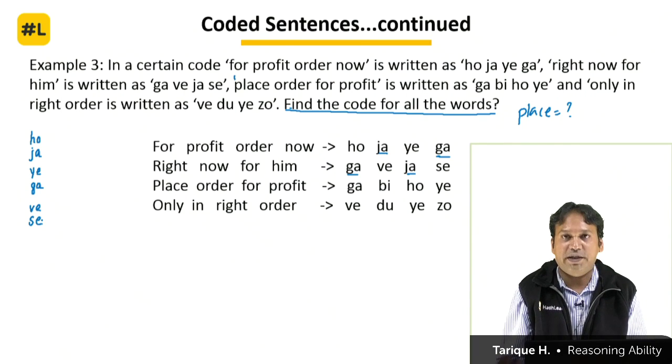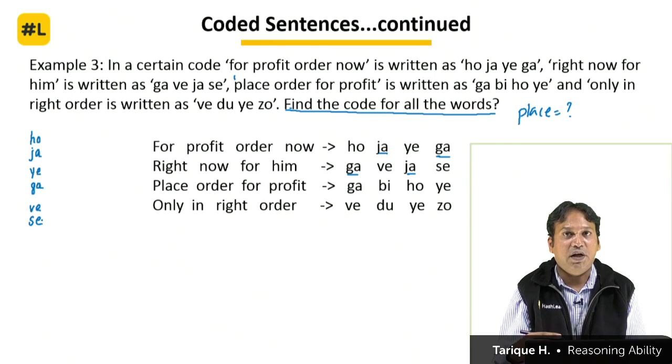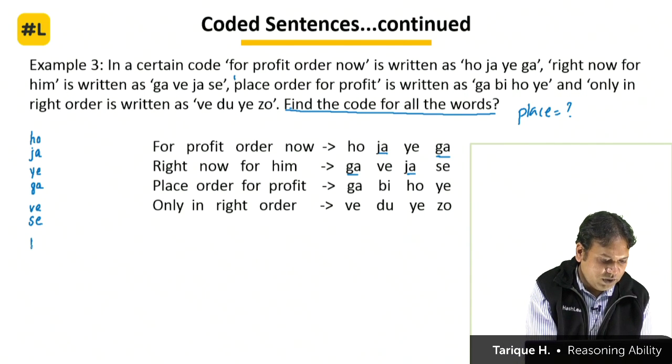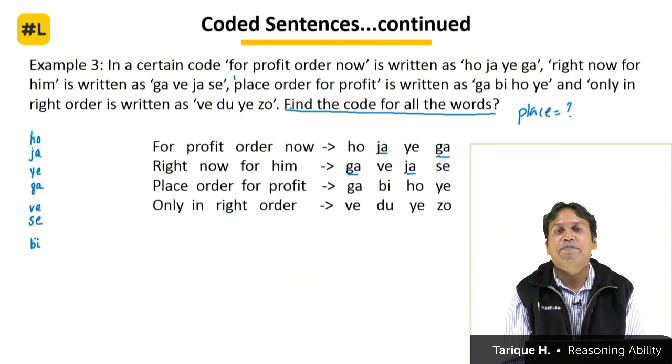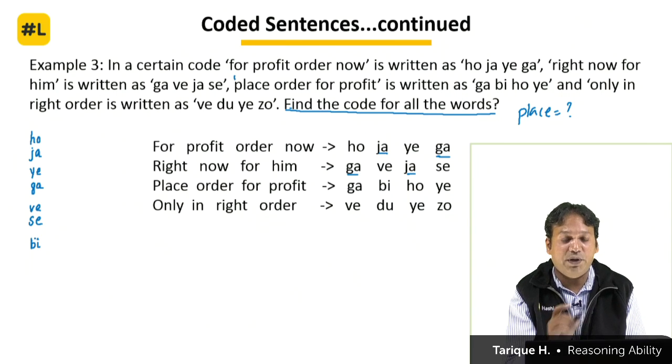Now we will go to the third sentence. Find out how many new codes are there in the third sentence. New code means a code which has not been used in the second sentence, not been used in the first sentence. How many such codes are there? You will see that there is only one code which is new, which is unique in the third sentence, and that code is BI. Clear?